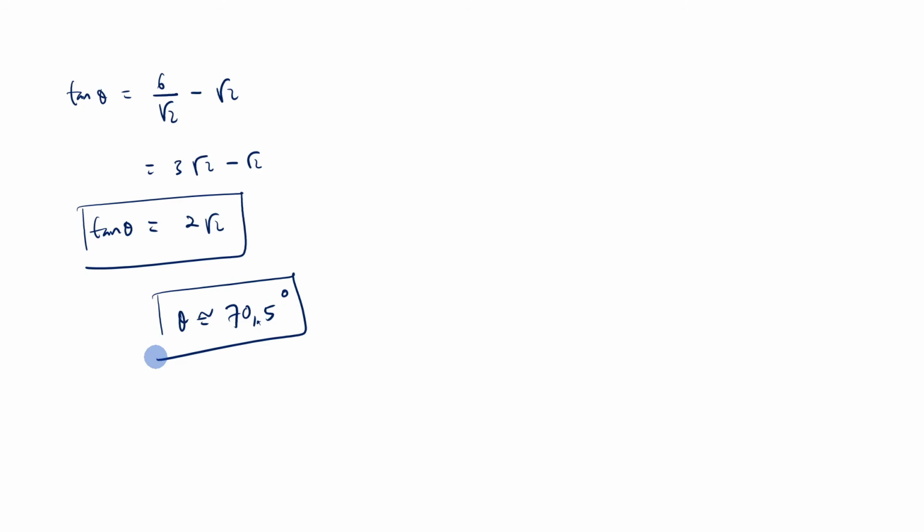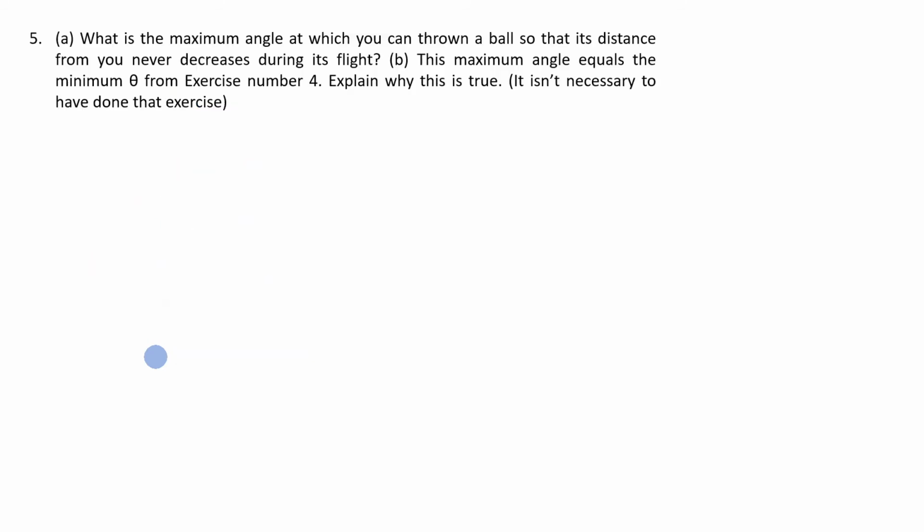Okay, now we move to the next problem. What is the maximum angle at which you can throw a ball so that its distance from you never decreases during its flight? And B, this maximum angle equals the minimum theta from exercise number 4 before, and explain why this is true. It is necessary to have done that exercise. Okay, let's move to this problem.